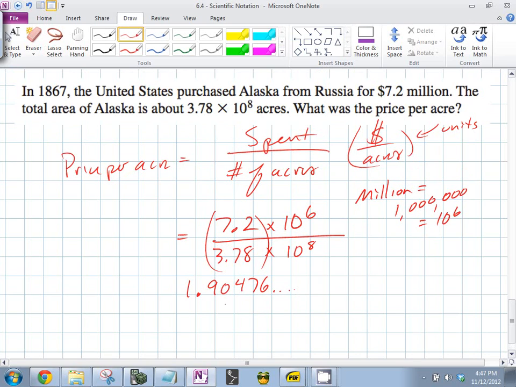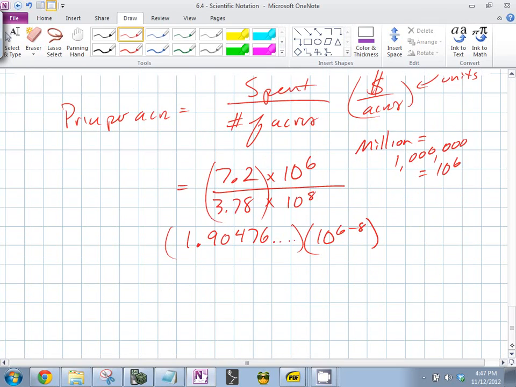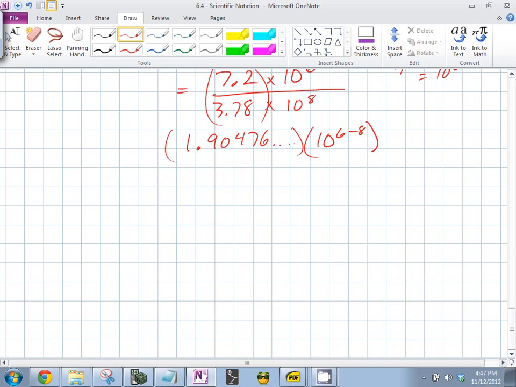So let's round it to 3 decimal places. So we get 1.905 times 10 to the negative 2. And this is in dollars per acre. Written like that, it doesn't really make sense. So there's a time for scientific notation, and there's a time not for scientific notation. Here's one that it doesn't really make sense that way. So let's go to decimal form.